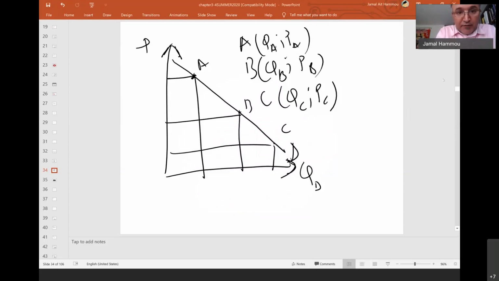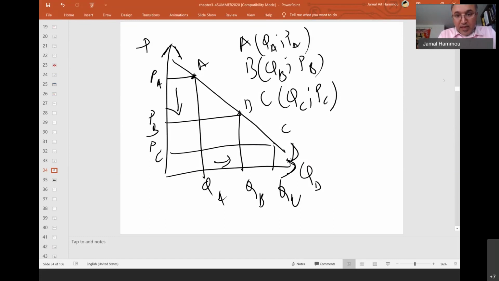If the price goes down from PA, this is PA, this is PB, this is PC, okay? And then you have QA, QB, and QC. So when the price goes down from PA to PB, the quantity increases from QA to QB. Now, if the price goes up from PC to PB, you can see the quantity decreases. The law of demand says there is a negative relationship between the price and quantity.